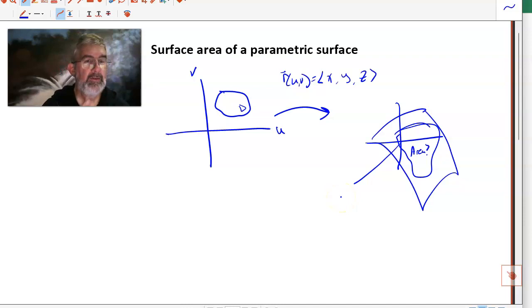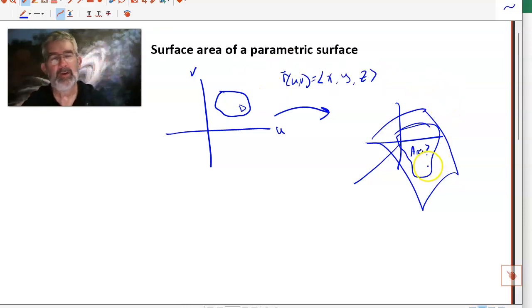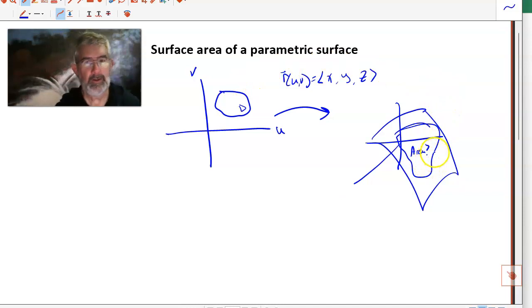This is not unlike what we did with the Jacobian back a few weeks ago, where we had UV going into just XY, so we're just changing coordinate system, and we had to decide how a region in the UV space got transformed in the XY space. Now that was all flat, flat in the UV, flat in the XY. Now this is going to be curved potentially. It could be flat depending on the parameterization, but most likely this is going to be curved in some way. And we're trying to figure out what that area is. We call it surface area.